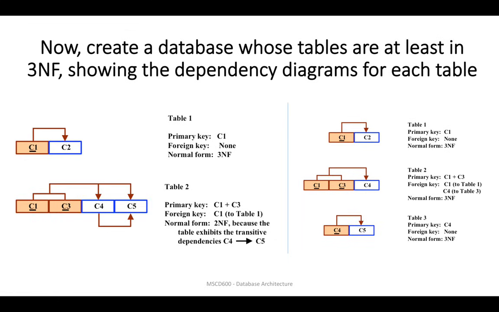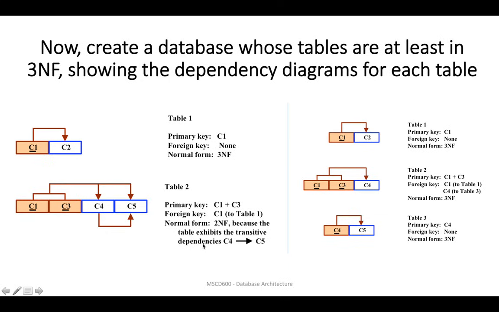Okay. So now we'd like to create a database whose tables are in at least third normal form. So this is what we started with: table 1, table 2, and we see that the only problem here is with table 2 having a transitive dependency. So table 1 is just going to come over here and stay exactly the same. And I'm going to skip right down here to table 3 first.